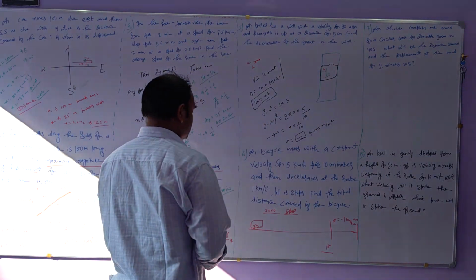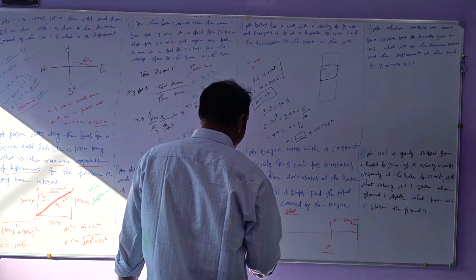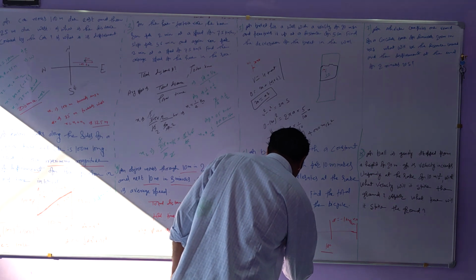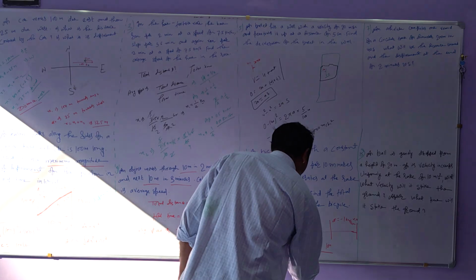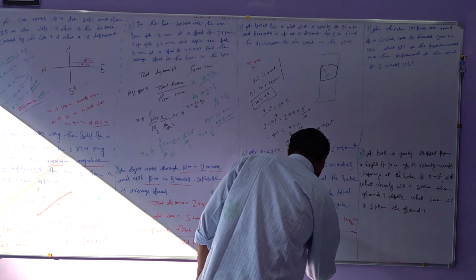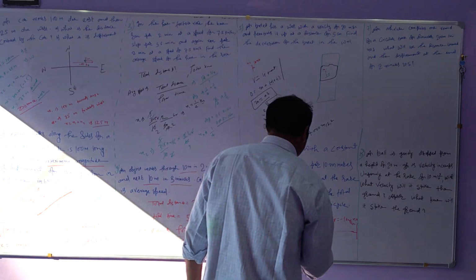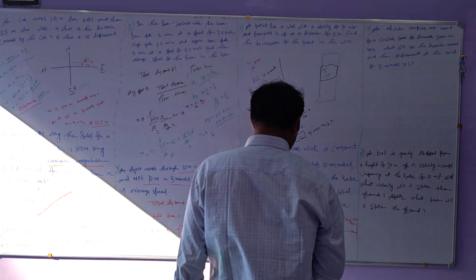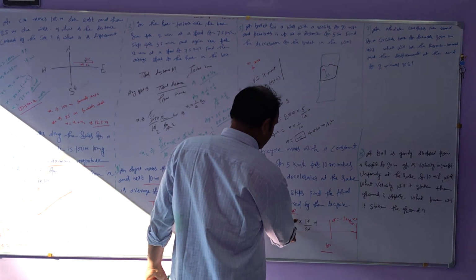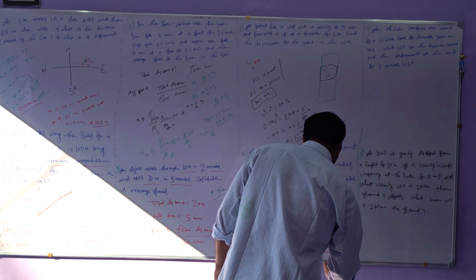So S is equal to vt. S1 is equal to 5 into 10 upon 60. That becomes 50 upon 6, 5 into 10 upon 60, that is 5 upon 6.